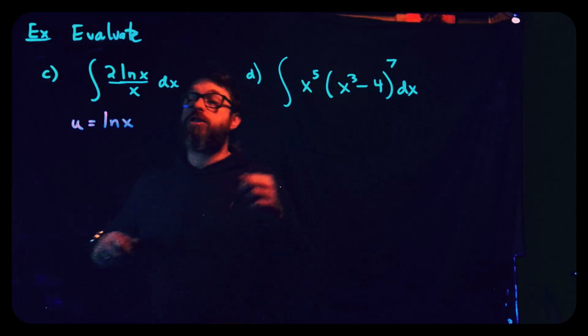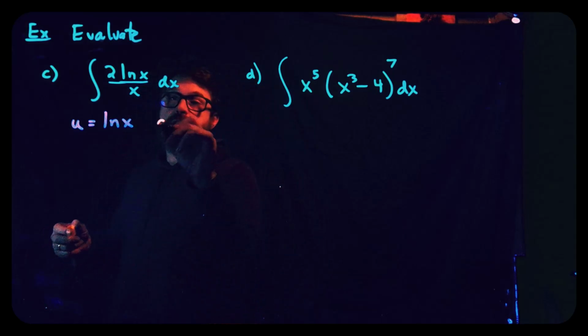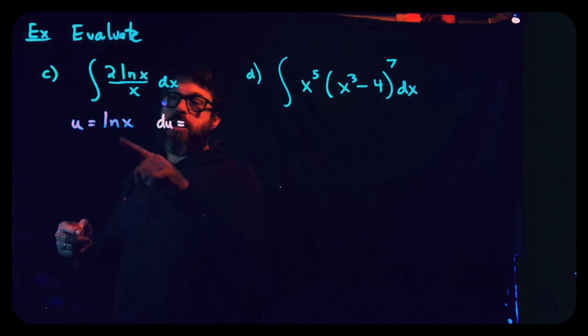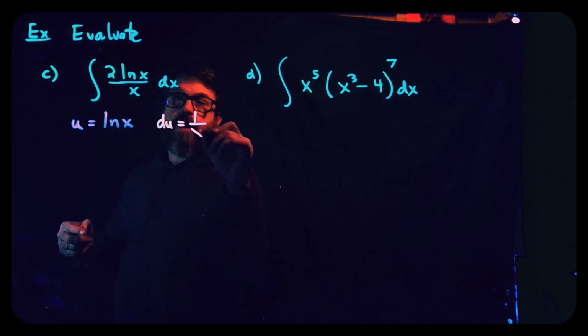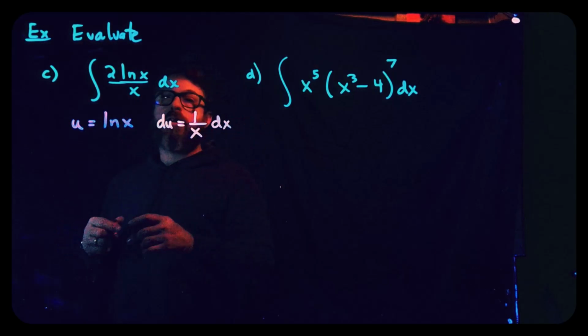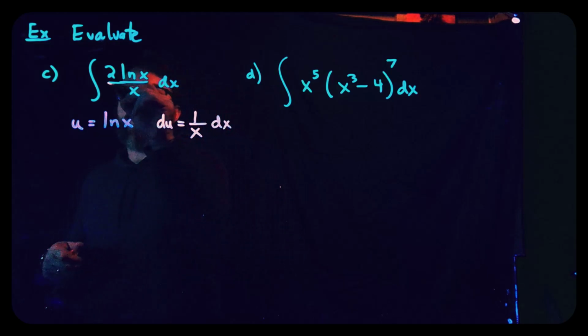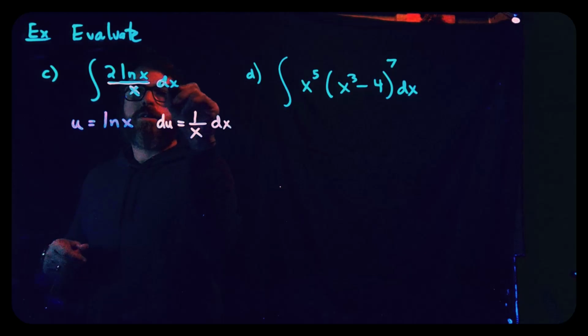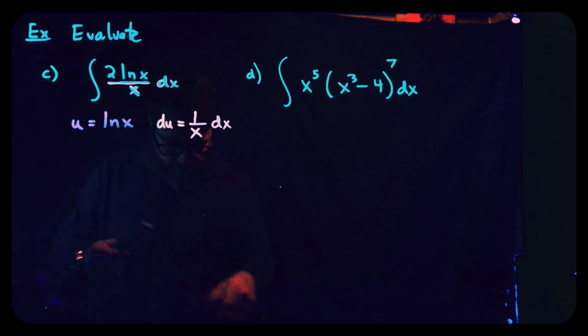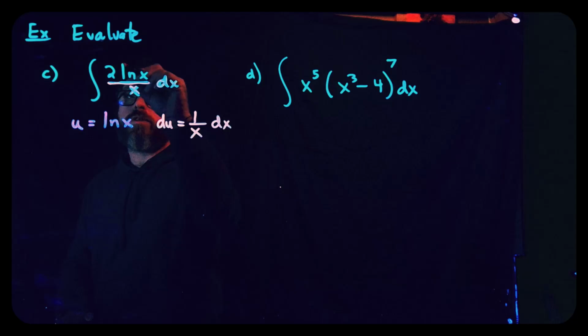So what's the derivative or the differential of u? Well, this is going to be the derivative of the natural log of x, which is 1 over x, followed by dx. So now what I can see is that I have a 1 over x right here, dx. And, of course, I have that u. That's why I chose it. So this is going to be your u here.